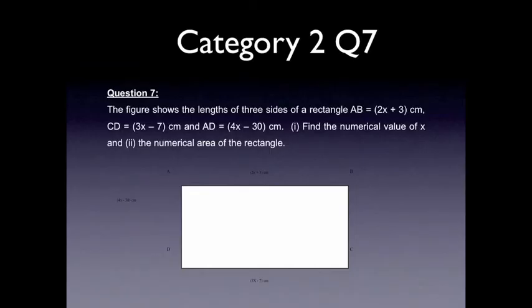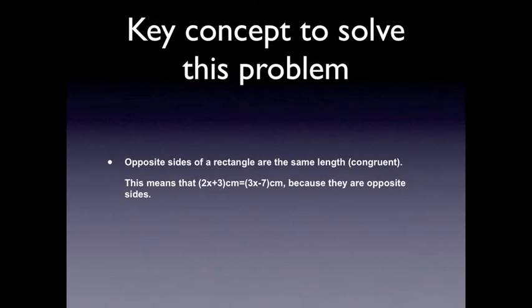Category 2, Question 7. The figure shows the lengths of three sides of a rectangle. AB equals 2x plus 3 cm, CD equals 3x minus 7 cm, and AD equals 4x minus 30 cm. Find the numerical value of x and the numerical area of the rectangle. The key concept to solve this problem: opposite sides of a rectangle are the same length, congruent. This means that 2x plus 3 cm equals 3x minus 7 cm because they are opposite sides.